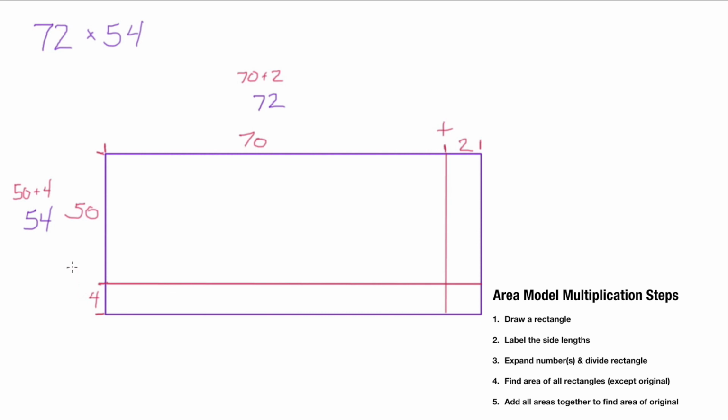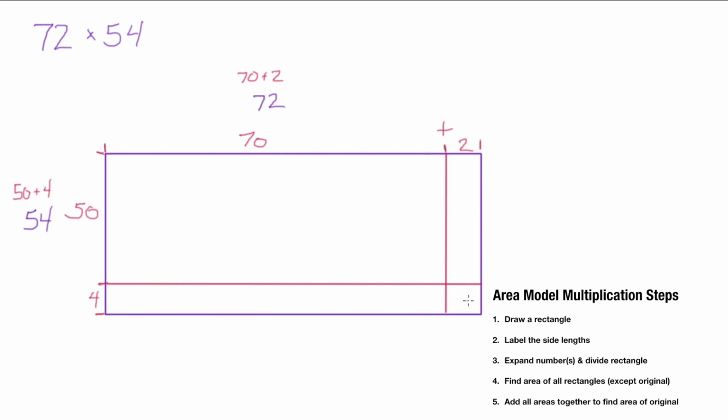Notice, for any 2-digit by 2-digit multiplication question, we divide our original rectangle into 4 smaller rectangles, all with different areas. So for any 2-digit by 2-digit multiplication, your area model is going to look something like this. The steps remain the same though.